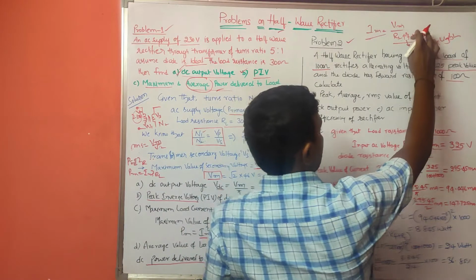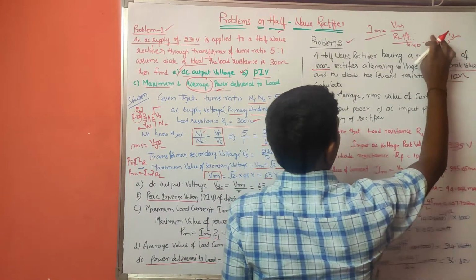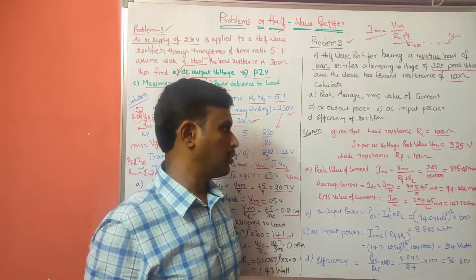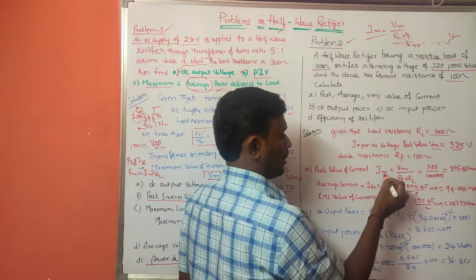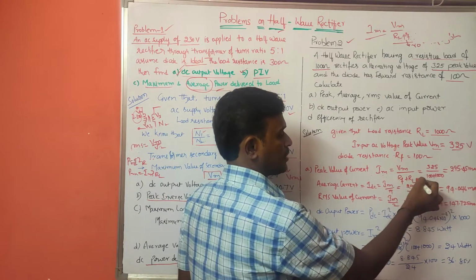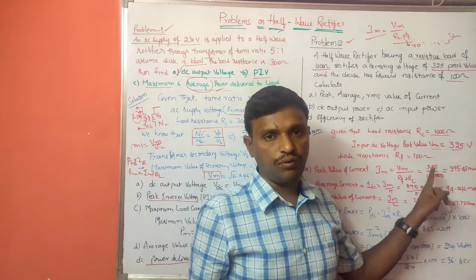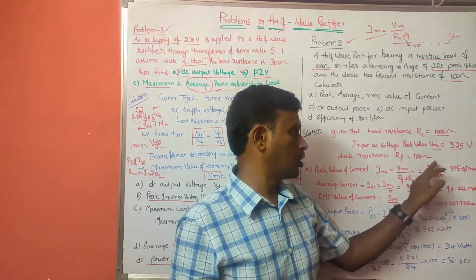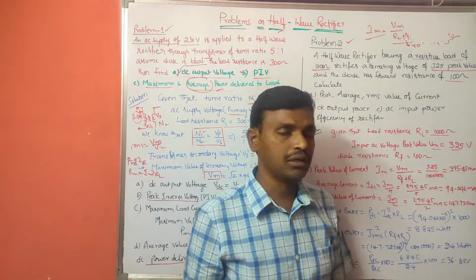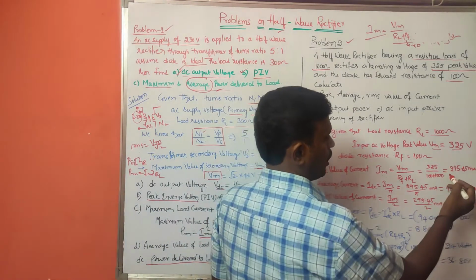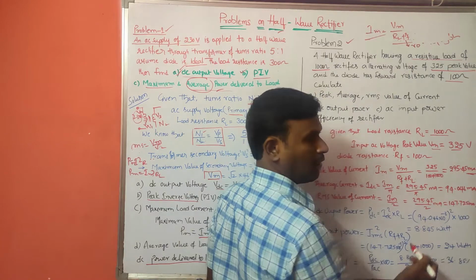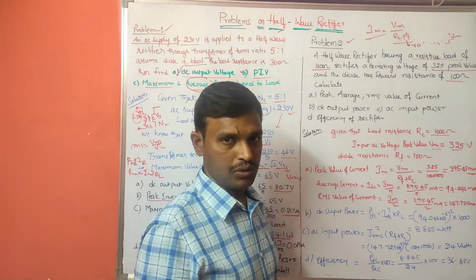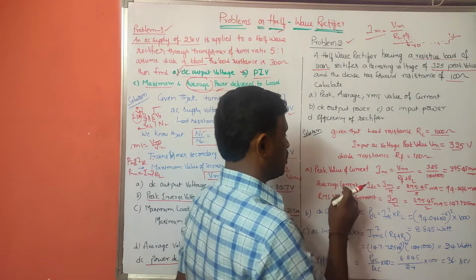Therefore, if I neglect RS, the secondary winding resistance, our formula becomes Im is equal to Vm by RL plus RF. So the peak value of the current Im is Vm, given as 325, divided by 100 plus 1000, that is 1100. If you divide 325 by 1100, you will get 295.45. We get Im in milliamperes. Next, the average current.